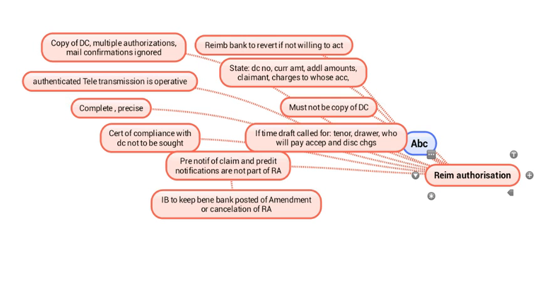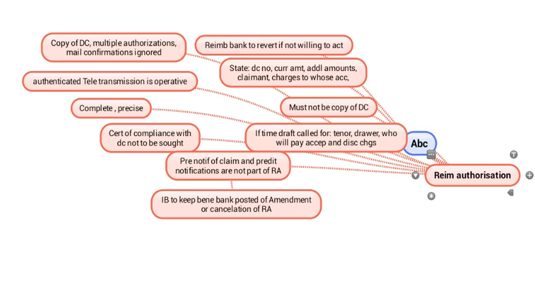Reimbursing bank has to get back to the issuing bank in case they are not willing to act as per the reimbursement authorization. A copy of the LC or multiple reimbursement authorizations or a mail confirmation of a tele-transmitted reimbursement authorization will be ignored by the reimbursing bank. The reimbursement authorization can be by an authenticated teletransmission, and that will be considered a complete operative instrument.